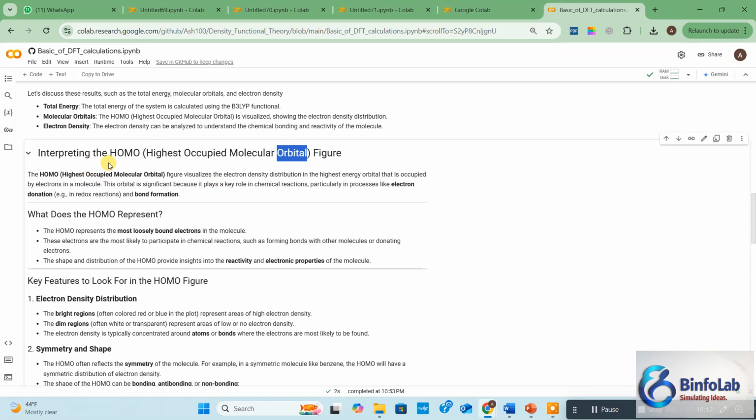So the concept of DFT basically targets the electrons which are present in the upper and higher orbitals. From there we will assess which atom of the molecule has more tendency for interactions. Now you understand what HOMO means, highest occupied molecular orbital.